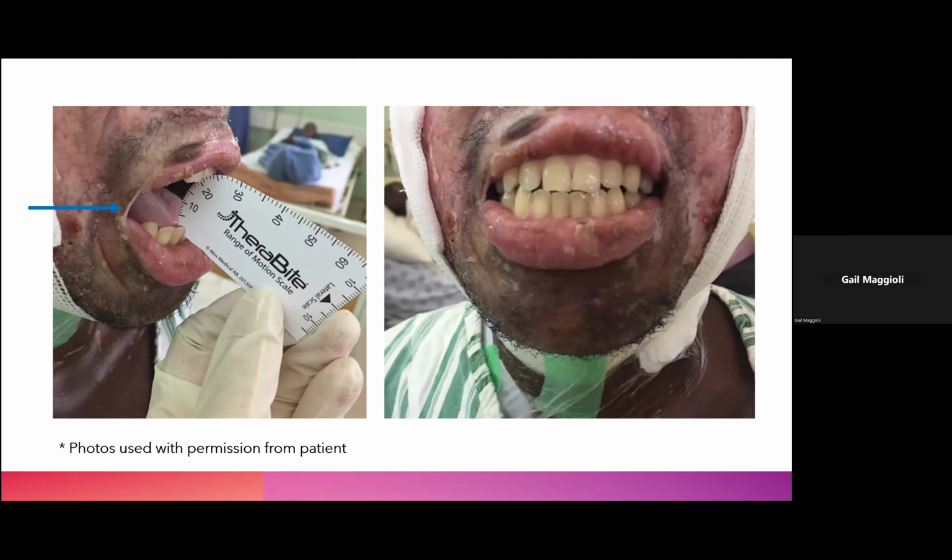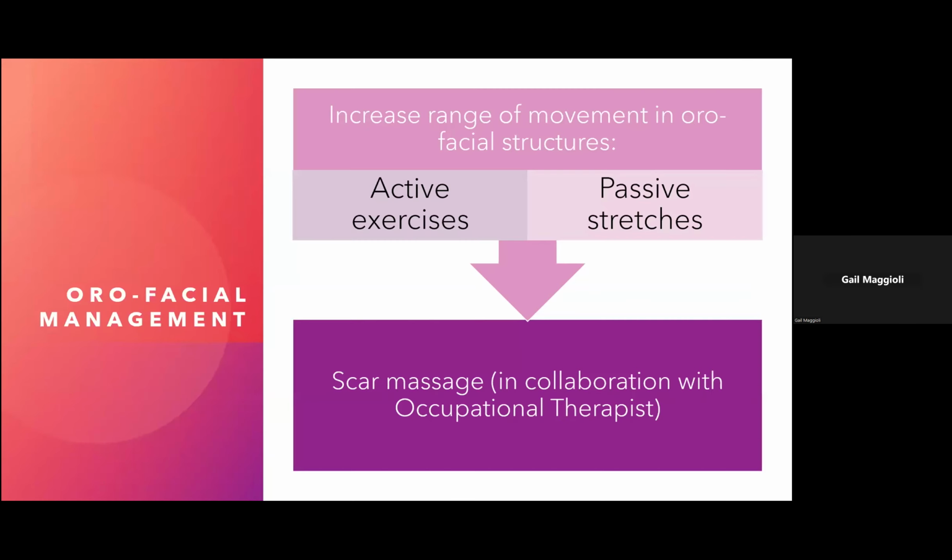So you will see for him, he was unable to open his mouth to a full range, and we use these Therabite devices to try and measure the mouth opening, and he was also unable to smile as broadly as he would normally with before the burn injuries. But we were working on improving this as well. So this was just an image to show you how the contractures form in the face.